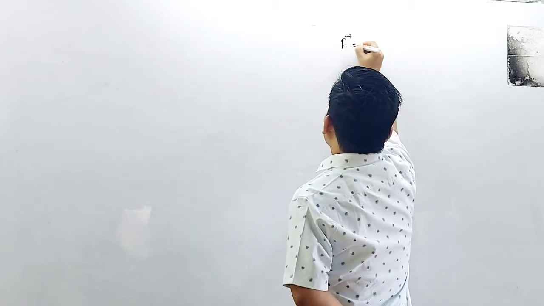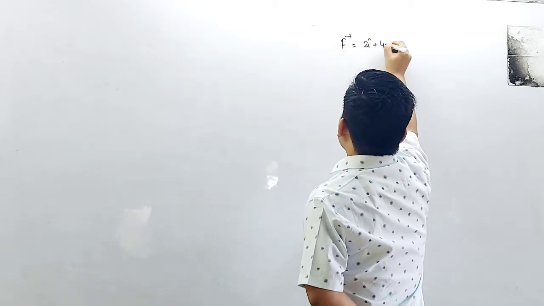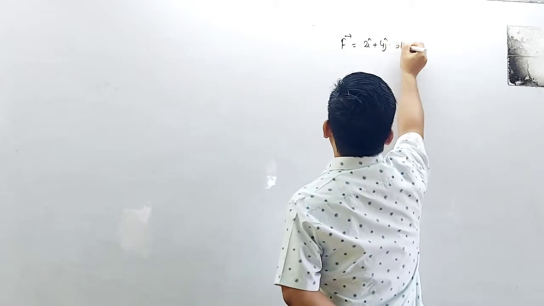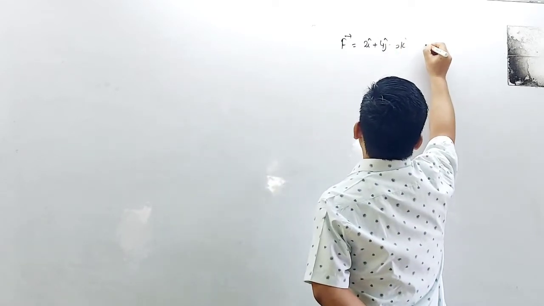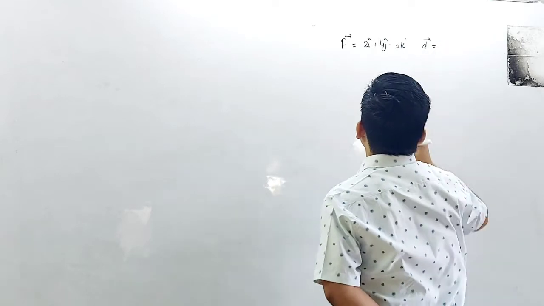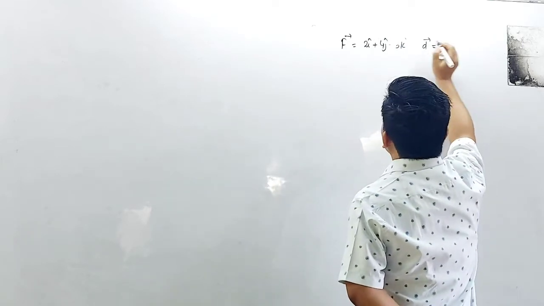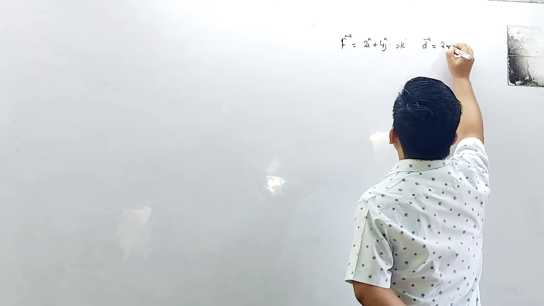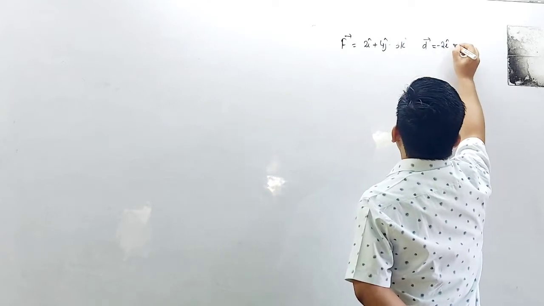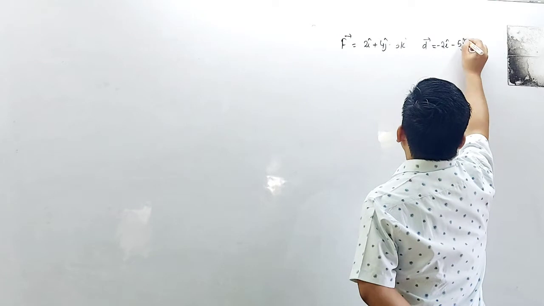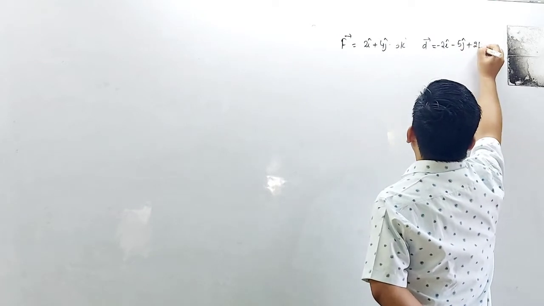Work done by a constant force will be equal to the dot product between the force vector and the displacement vector. Let F vector be 2I cap plus 4J cap minus 3K cap, and the displacement vector D vector be minus 2I cap minus 5J cap plus 2K cap.